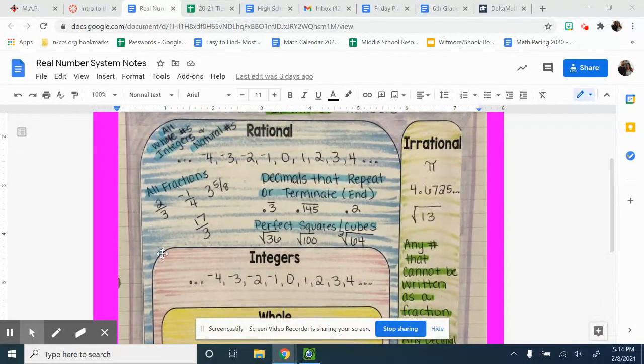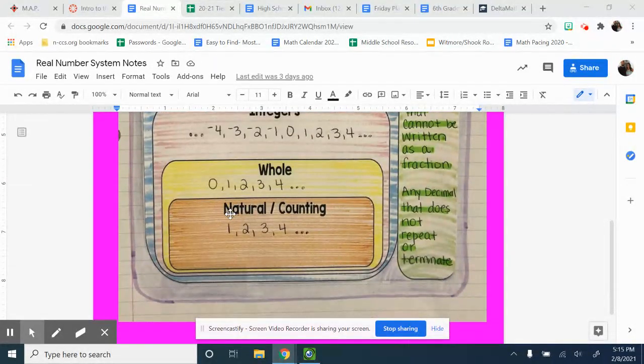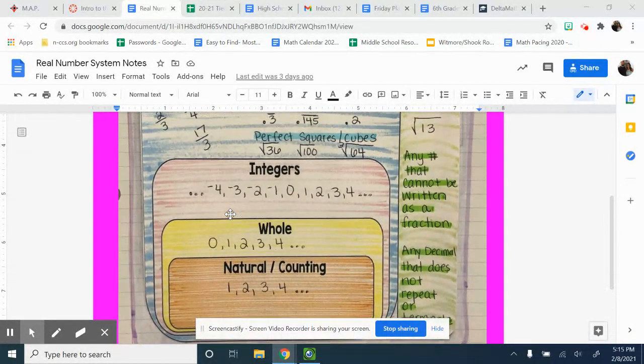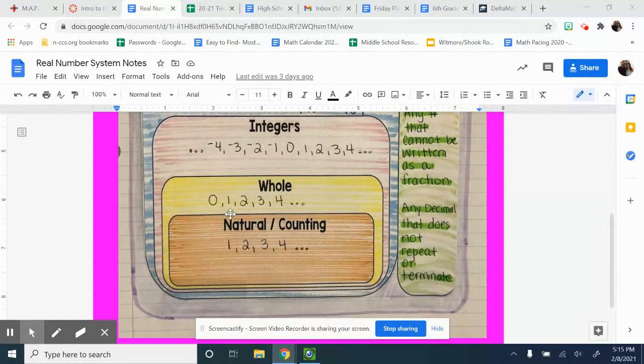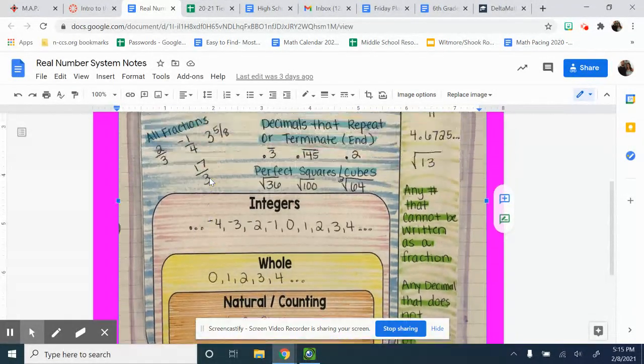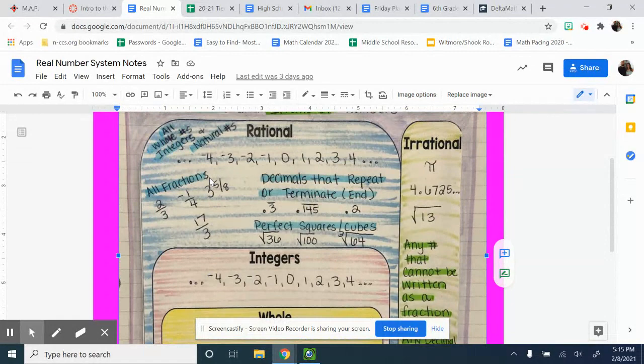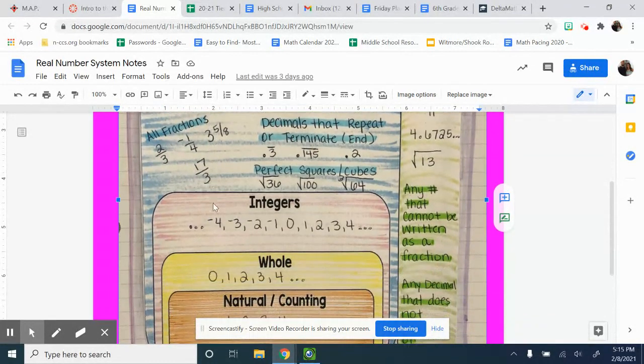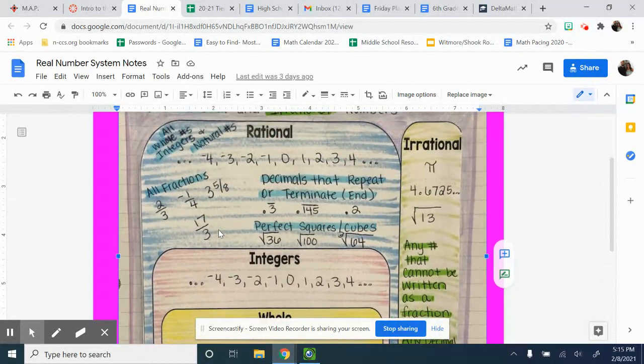Rational numbers takes into account all of these. And if you'll notice, all of our boxes are kind of building upon each other. Because natural numbers, then you go to whole, and whole numbers are whole numbers and natural numbers together. Integers include whole numbers and natural numbers. Rational numbers are all your integers, all your whole numbers, and all your natural numbers, plus any numbers that can be written like a fraction, or a decimal that repeats, or a decimal that terminates, or perfect squares, or perfect cubes. So all of those are written back up here for us.